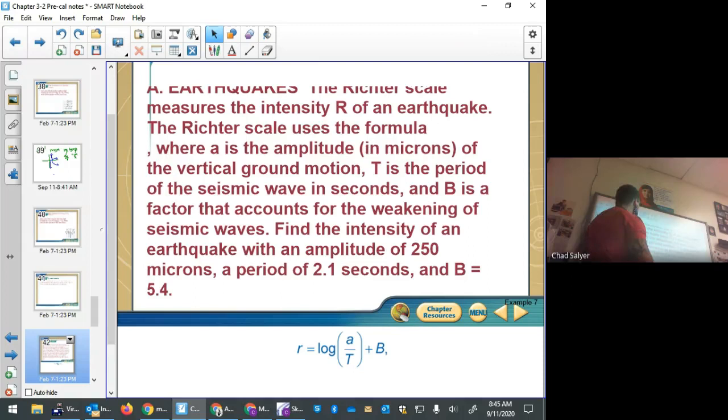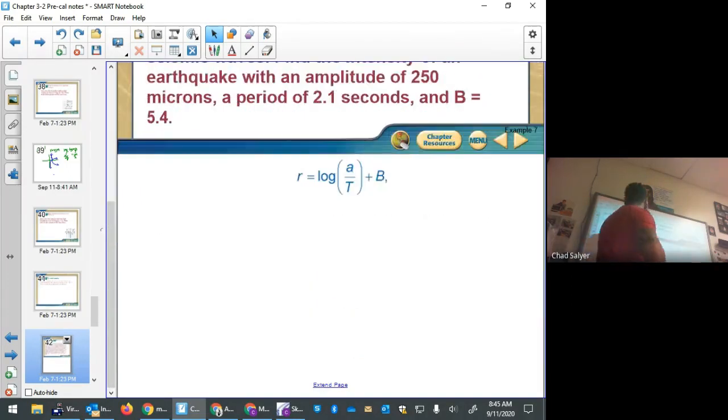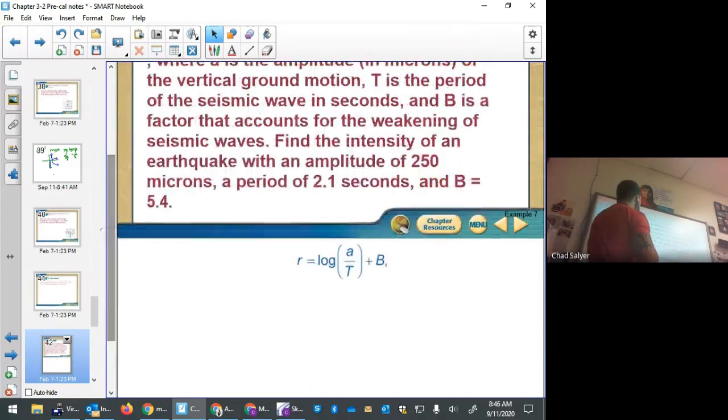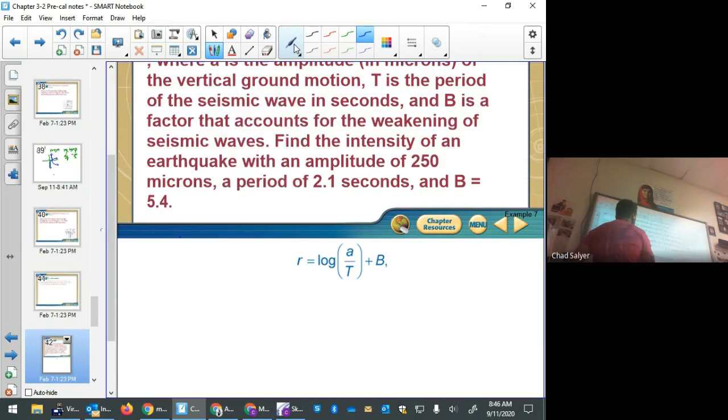Find the intensity of an earthquake with an amplitude of 250, a period of 2.1, and B equals 5.4. This is the reason why I'm going over this one. I usually skip some of these problems, but the reason why I do this one is there's a test question about it, and it's pretty often missed.